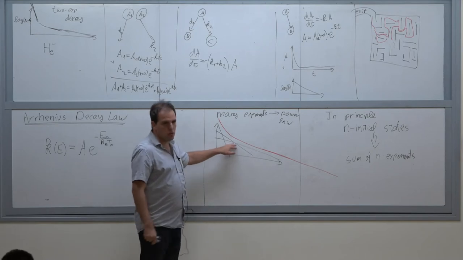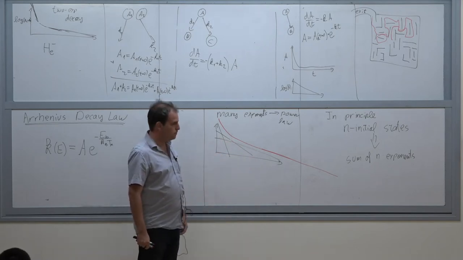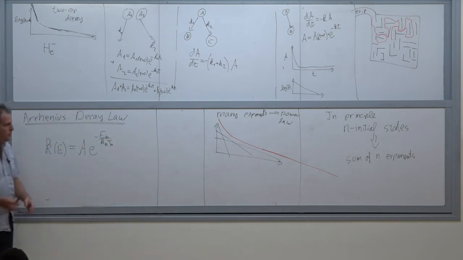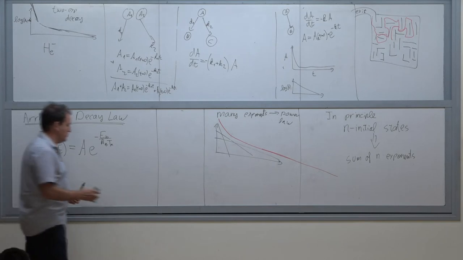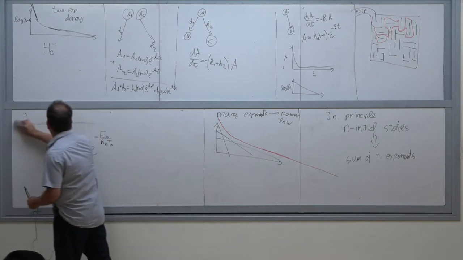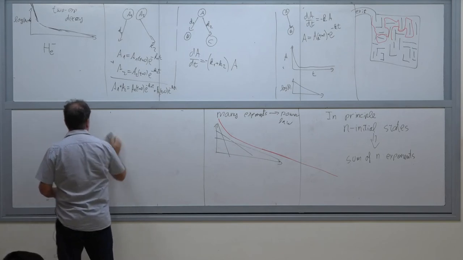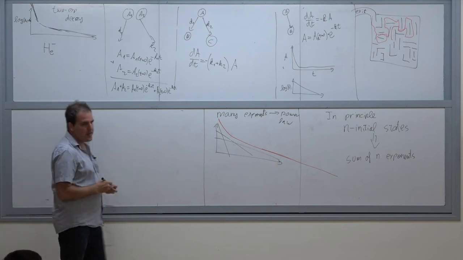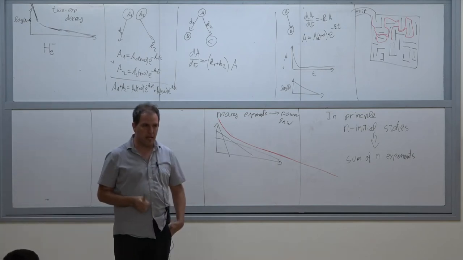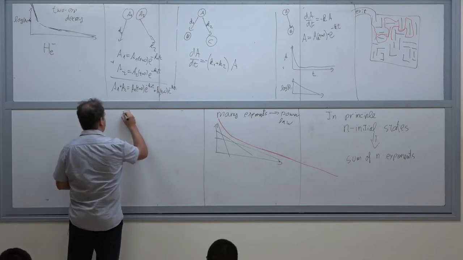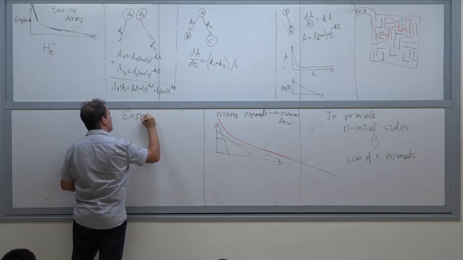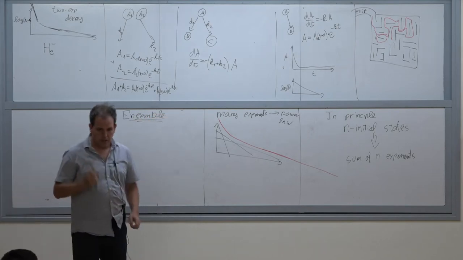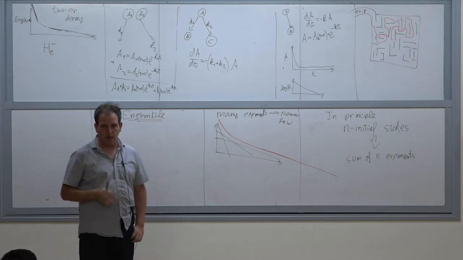So the question is, where do all these many exponents come from? And for that, I need to remind you something about statistical mechanics and the idea of ensemble. Okay, so what is the idea of ensembles?